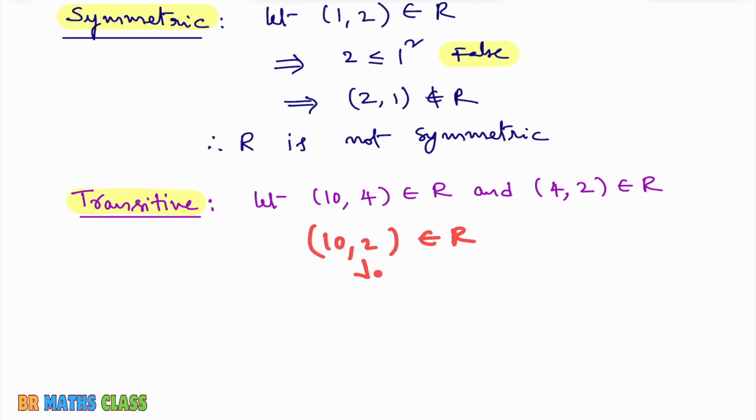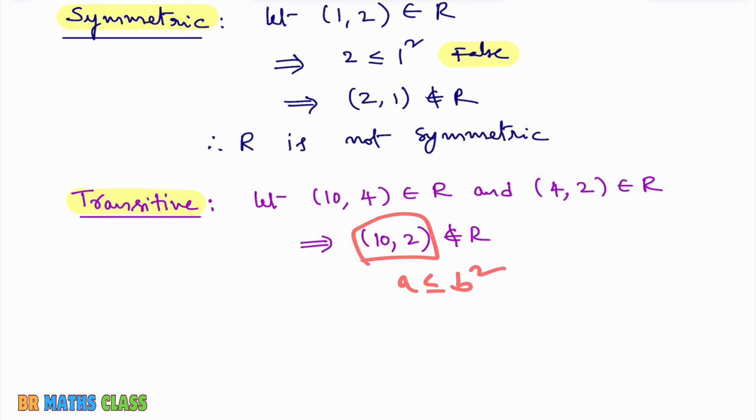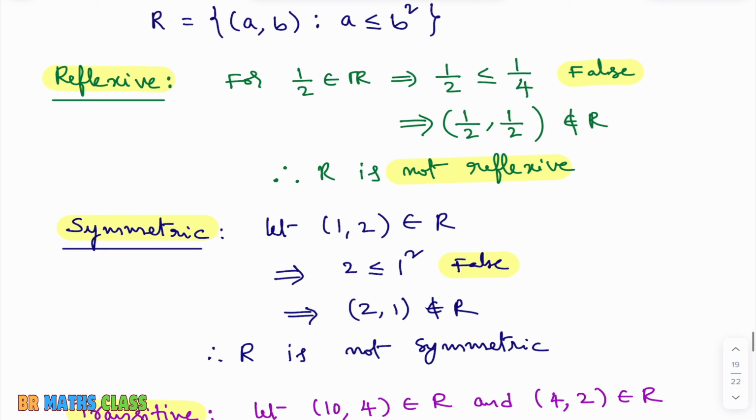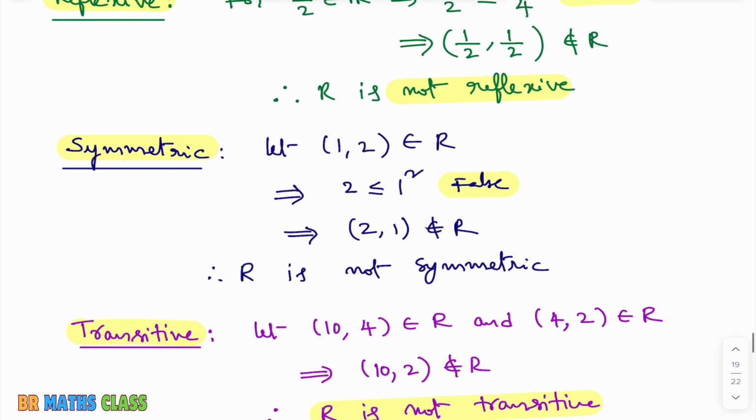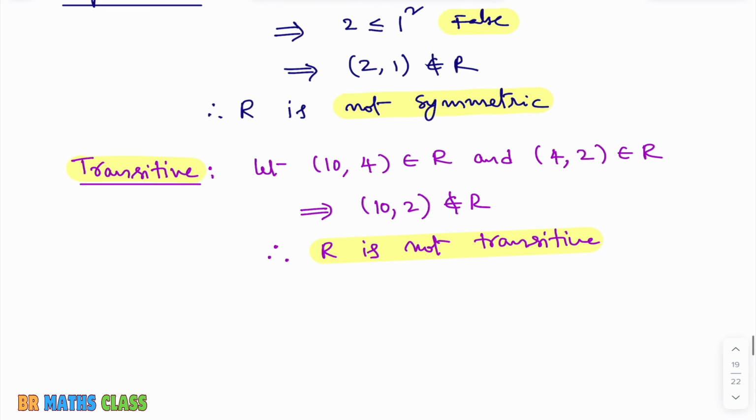So we can easily say that (10, 2) does not belong to the relation, because it fails to satisfy the condition a less than or equal to b square, right? So what happened? I am able to find (x, y) and (y, z) in the relation such that (x, z) is not in the relation. So I can write that the relation R is not transitive. Therefore, this relation is not reflexive, not symmetric, not transitive.